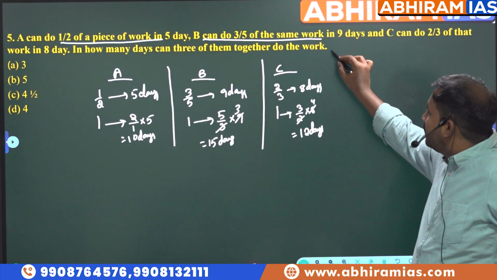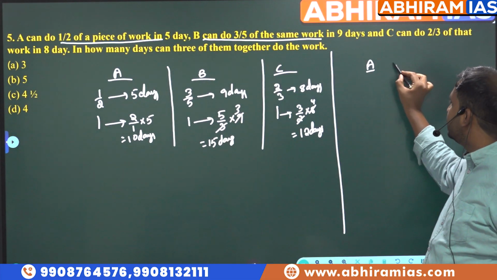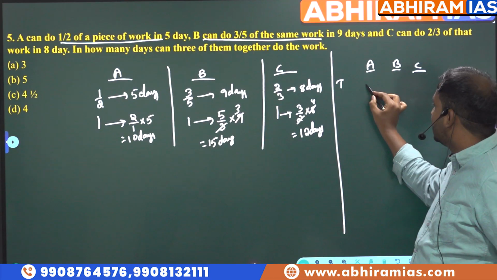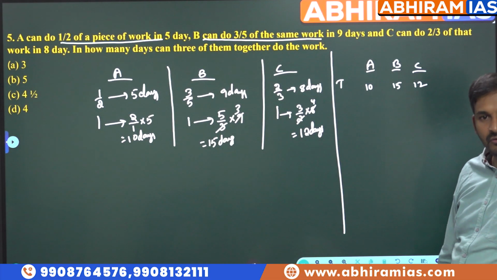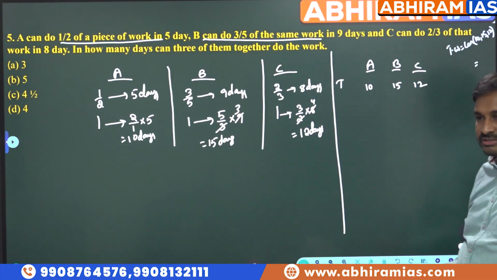Now all the people are working together, right? So in how many days will my work be finished? A, B and C. What are the times taken by them? 10, 15 and 12 days respectively. Now total work. Total work will become what? LCM of 10, 15 and 12. What is the LCM of 10, 15 and 12, students?